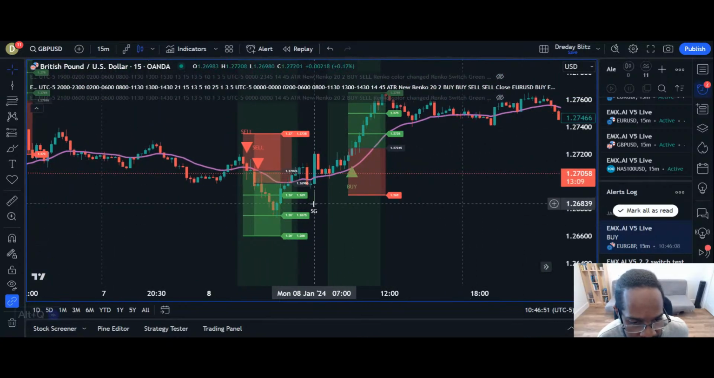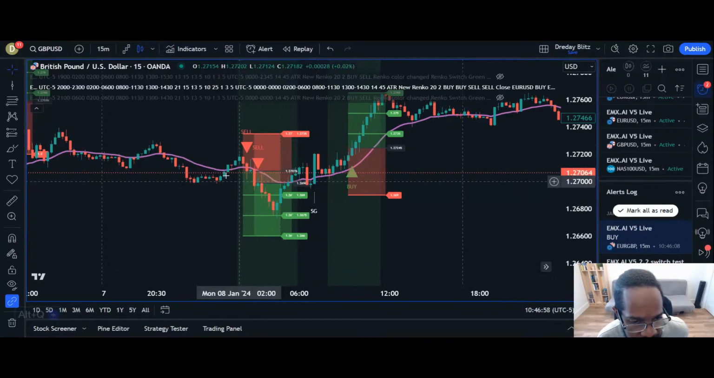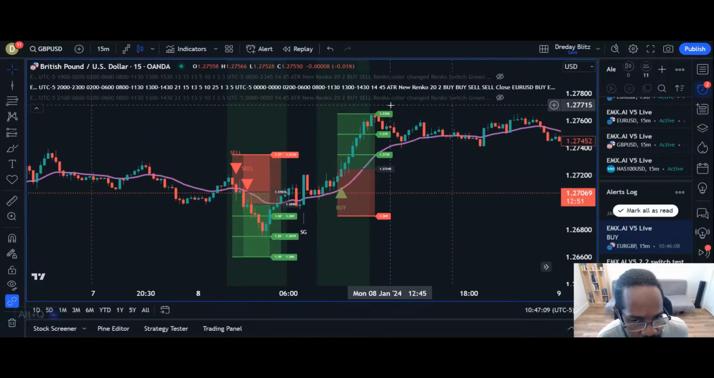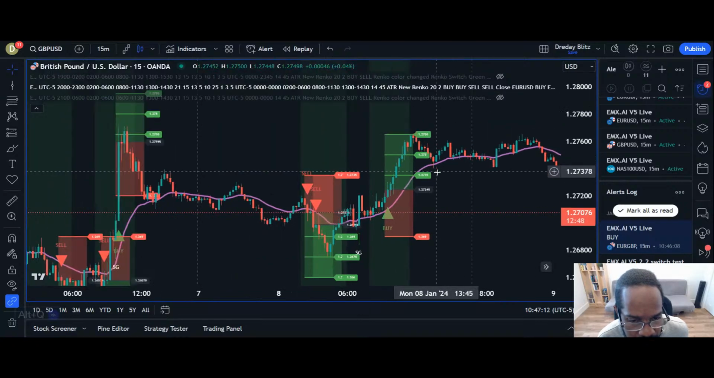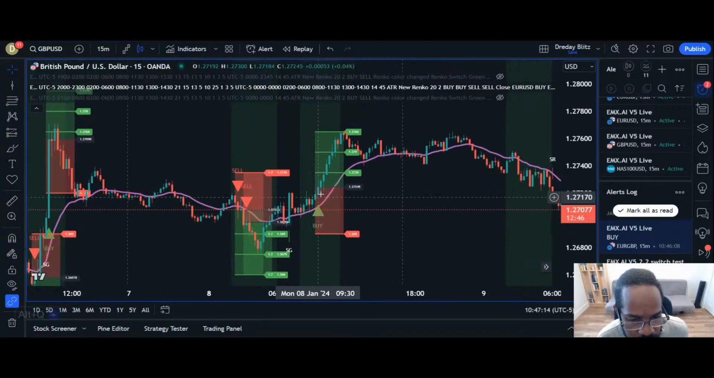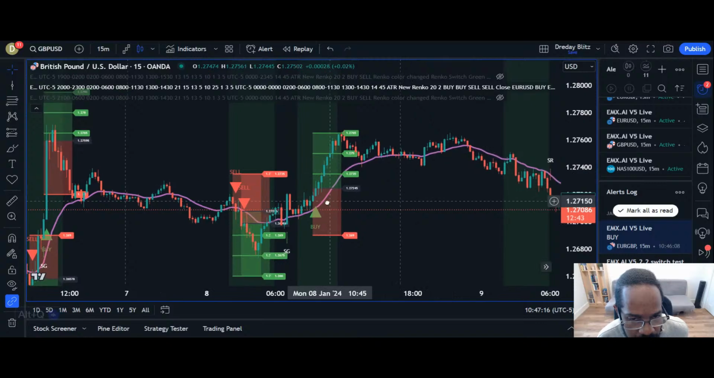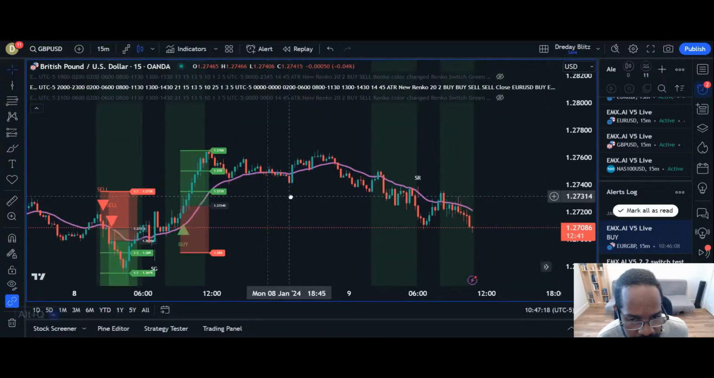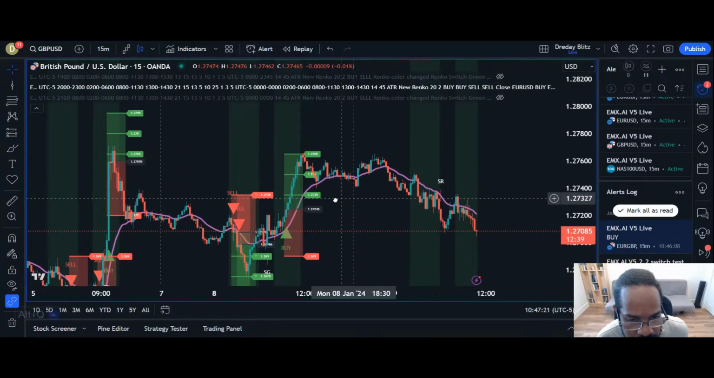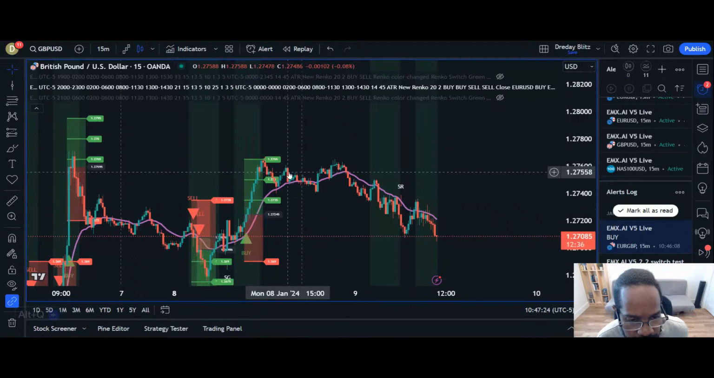And on top of that, you had a switch here. You see? You had a switch green. So it's telling you that the market is reversing. So that means that if you were on those sells here, it will tell you, okay, we're switching green. So if you have any sells open, close them because you're going in the opposite way. And that's exactly what happened. So you had a switch green, then you had a buy, and that buy hit profit before market close.